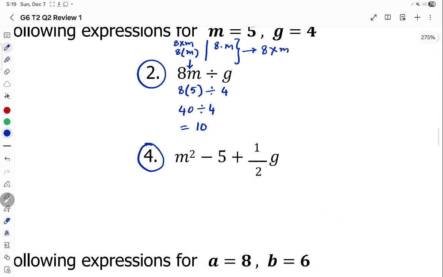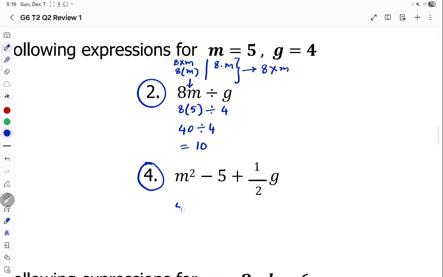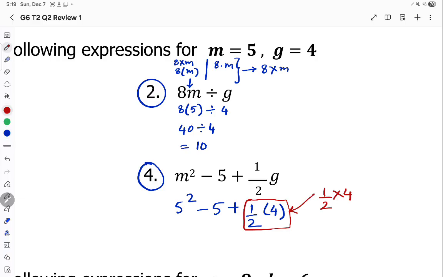m to the power of 2 minus 5 plus half g. So here I have 5 to the power of 2 minus 5 plus half g. g is 4. Now this expression has half times 4, which is 4 over 2. 4 times 1 is 4 over 2, and 4 divided by 2 is 2. So here instead of half parenthesis 4, I can write 2.